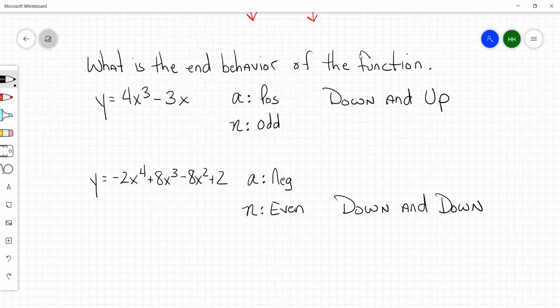When you are determining this end behavior, be sure that your function is in standard form. Be sure your function is in descending order of your powers. Okay? Or just be sure you're evaluating the data from the highest powered term in the polynomial.